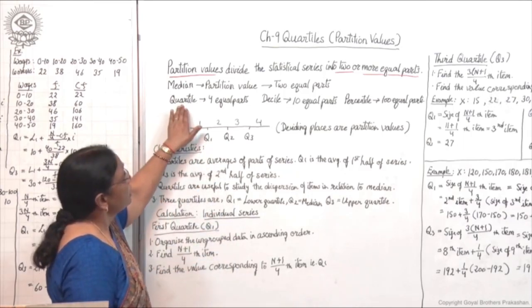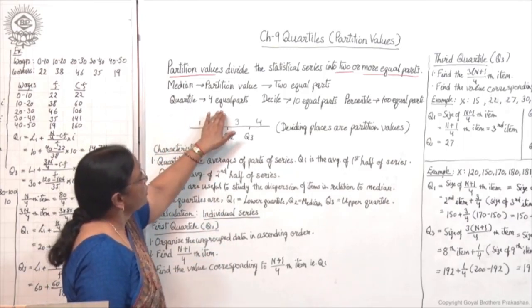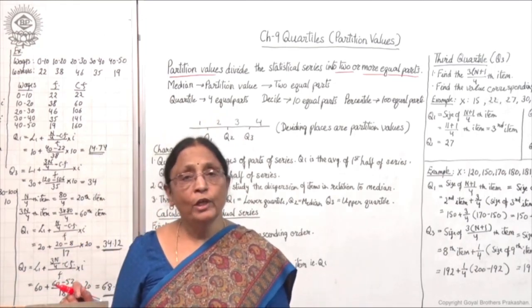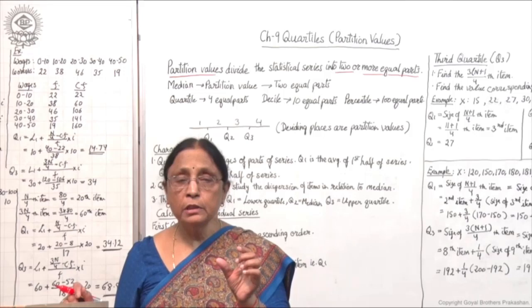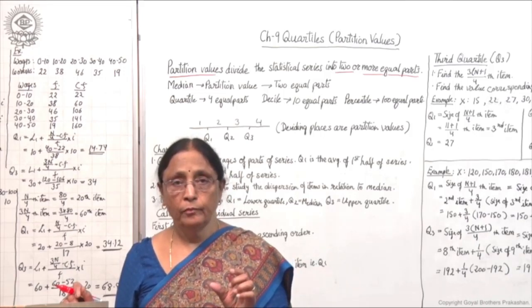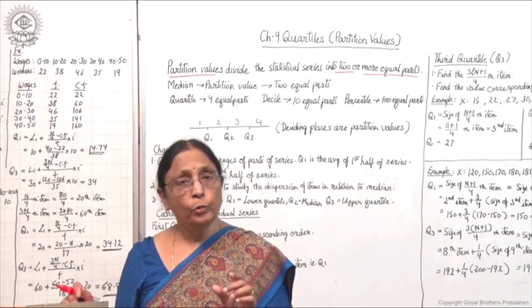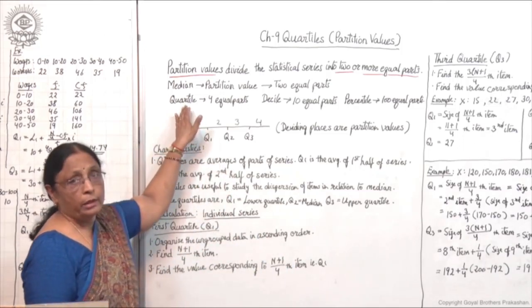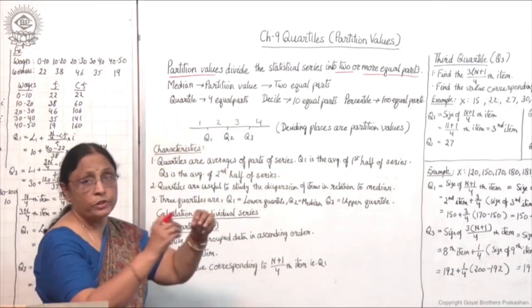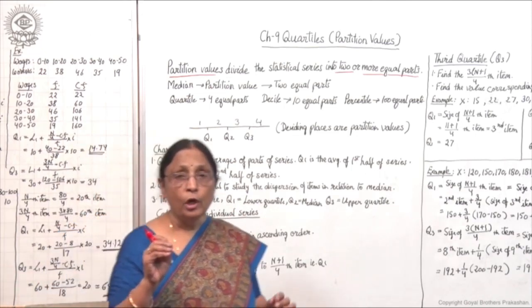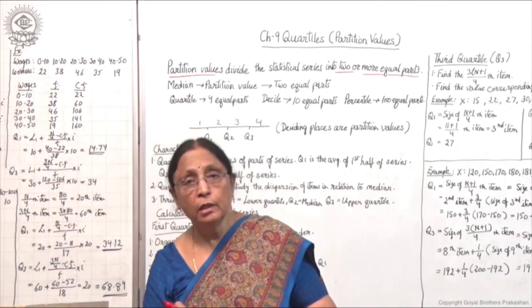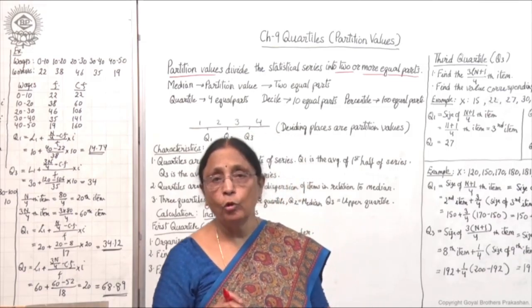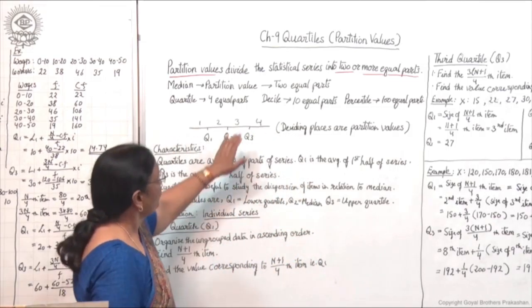Now quartiles divide the series into four equal parts. You know what is meant by quarter? Quarter means 1/4. So from the word quarter we have derived the word quartiles. It indicates that the whole series is divided into four equal parts. That means there are four equal divisions.